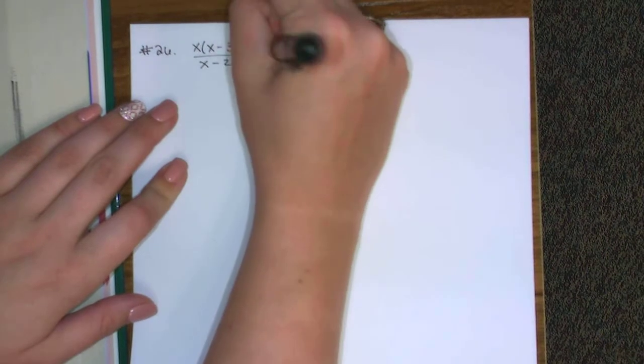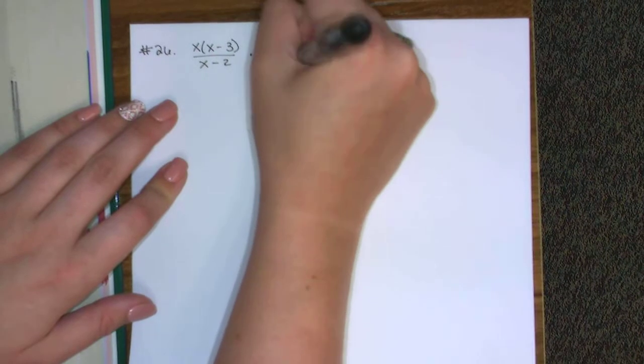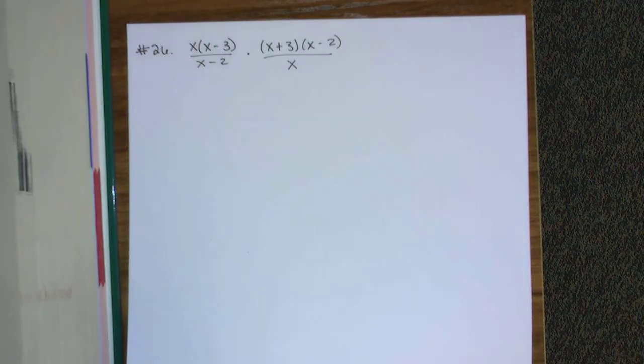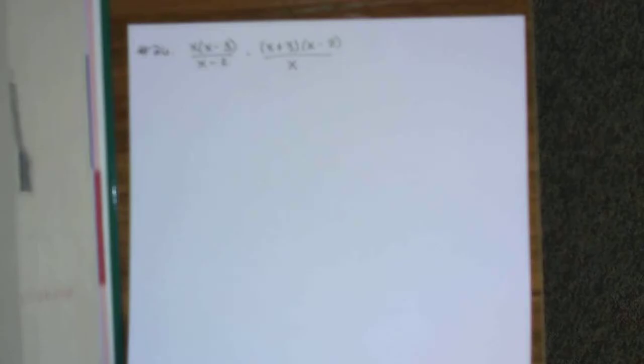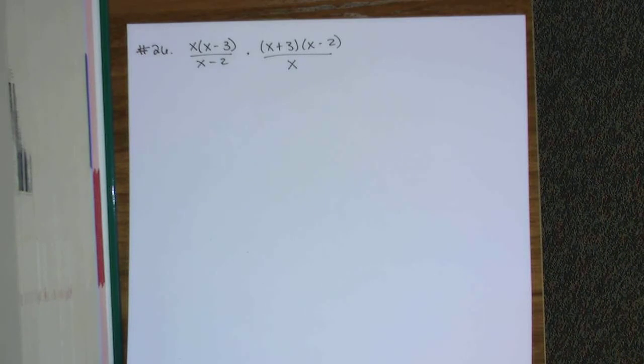So with this one we have x times x minus 3 over x minus 2, times x plus 3, x minus 2, all over x. So at this point I'm just looking to see what stuff I can cancel out. That really didn't help anything, did it?